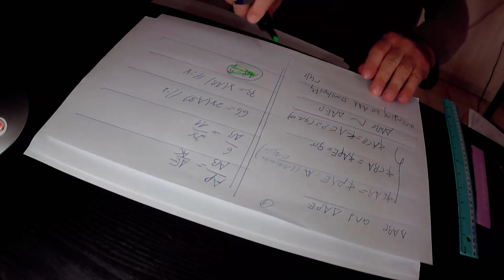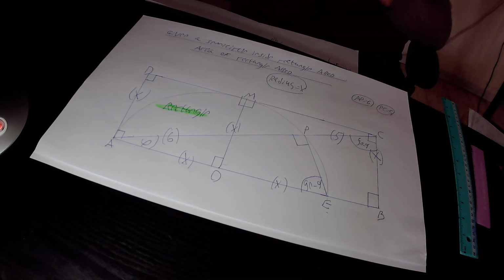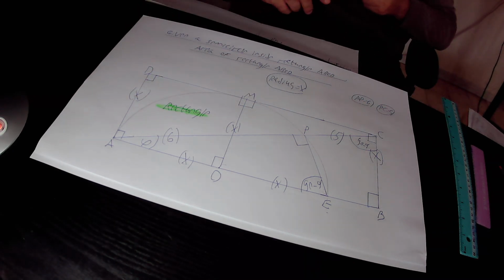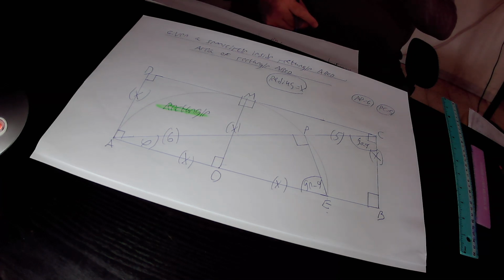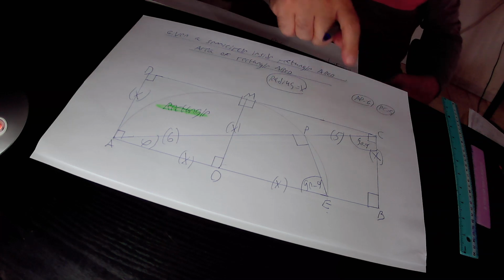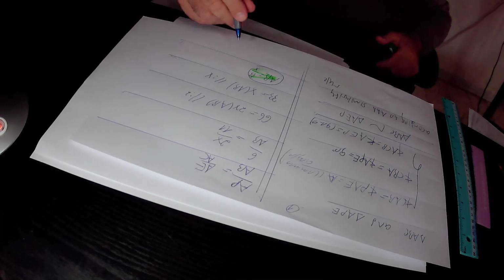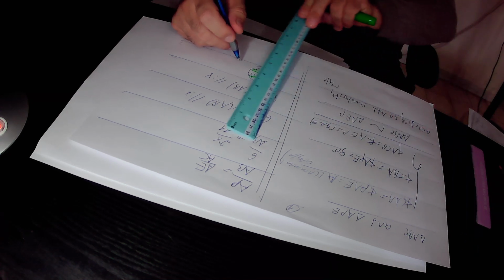So actually, this is the missing side AB, that is equal to 33 over x units in its length. Our mission is to find out the area of this rectangle ABCD. So what is the area of rectangle ABCD?